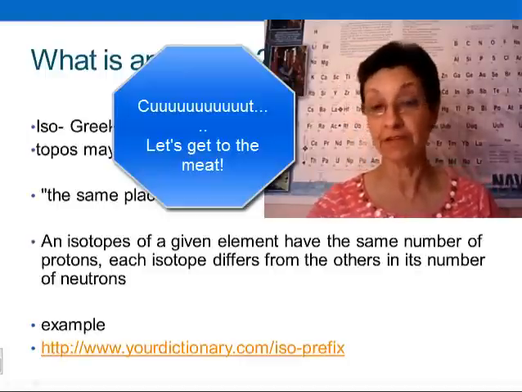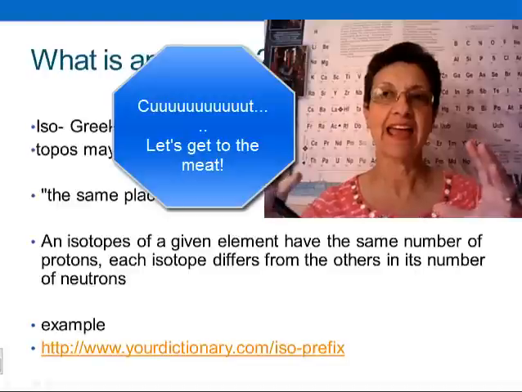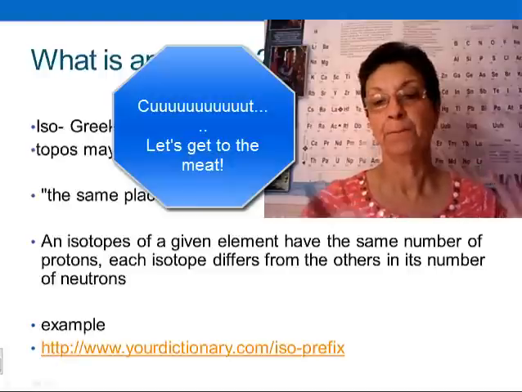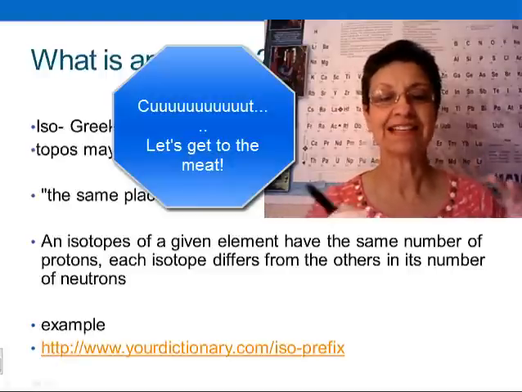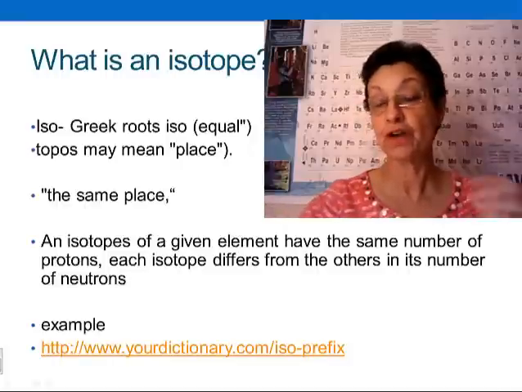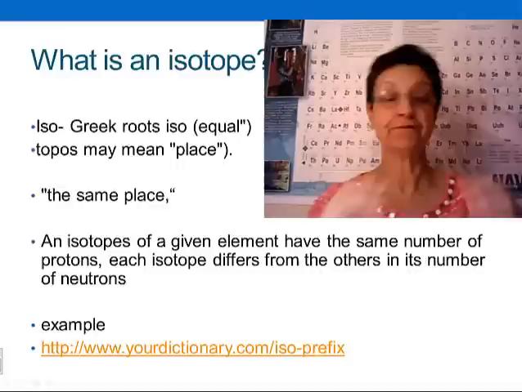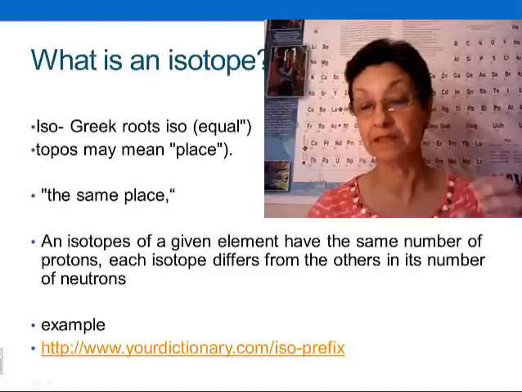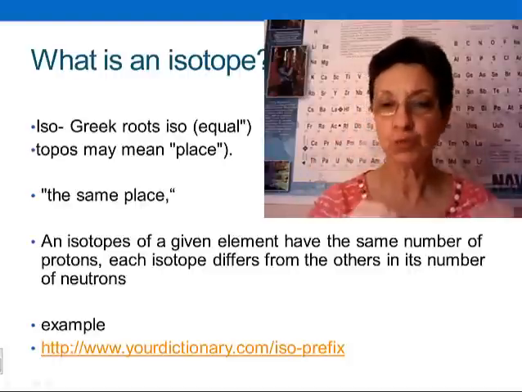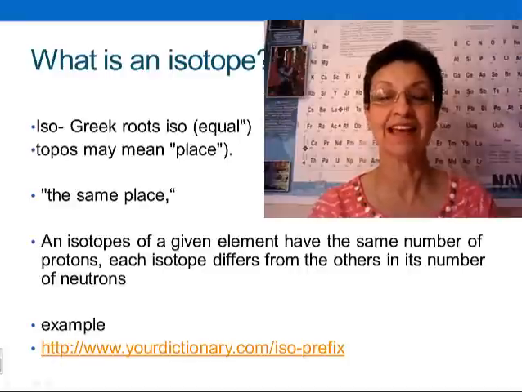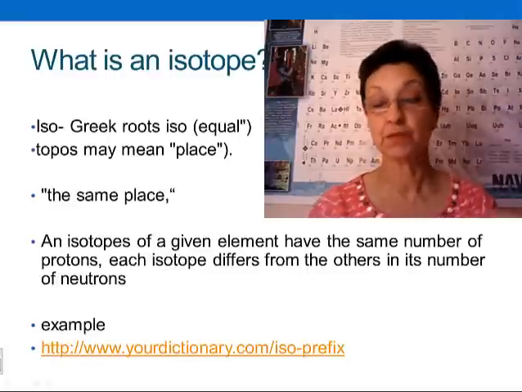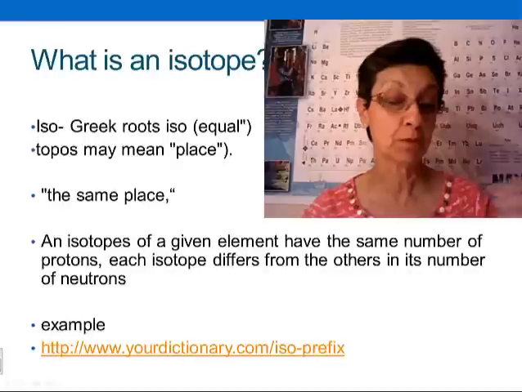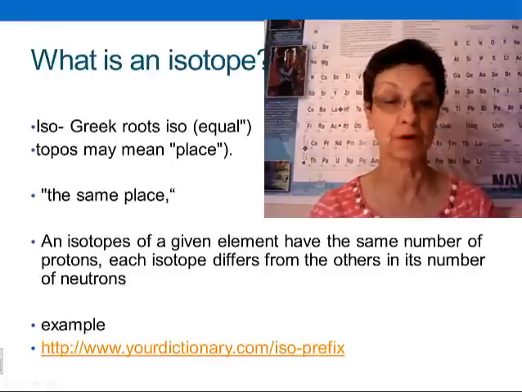An isotope of a given element is an atom that has the same number of protons, but each of the isotopes has different masses. So they are all atoms. You may have five isotopes of the same atom. Each one has the same atomic number, but each one of those different isotopes has a different mass number. Because remember, the mass number is the protons plus the neutrons. So if they have the same number of protons, the only thing that can vary is the number of neutrons.